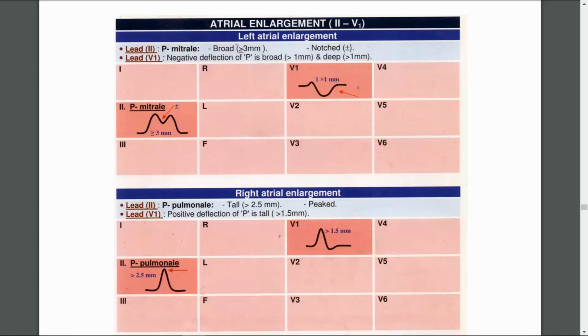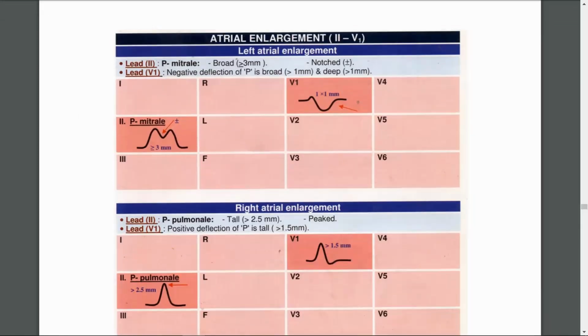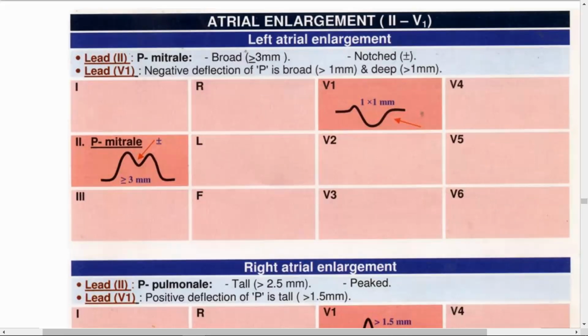Regarding atrial enlargement, we will look at lead 2 and V1. We have left atrial enlargement and right atrial enlargement. Left atrial enlargement is called P mitral. The normal P wave is 2.5 millimeters in amplitude by 3 millimeters in time. So if it is more than 3 in width, it will be left atrial enlargement, 3 or more.